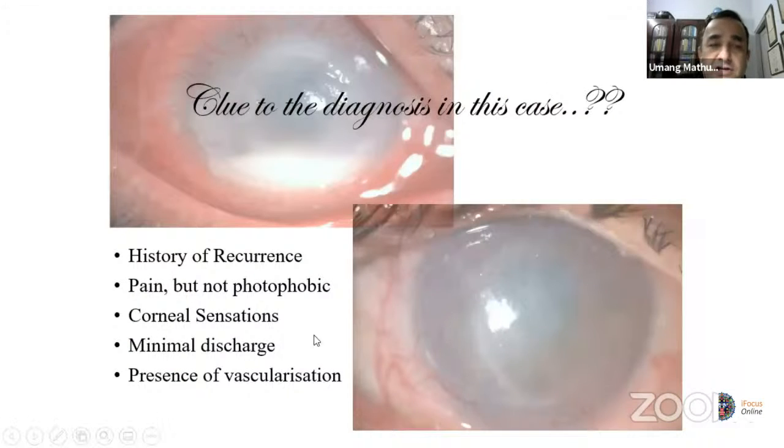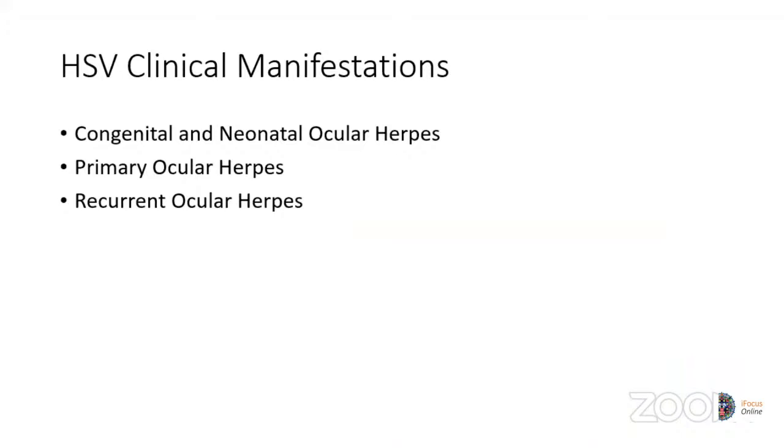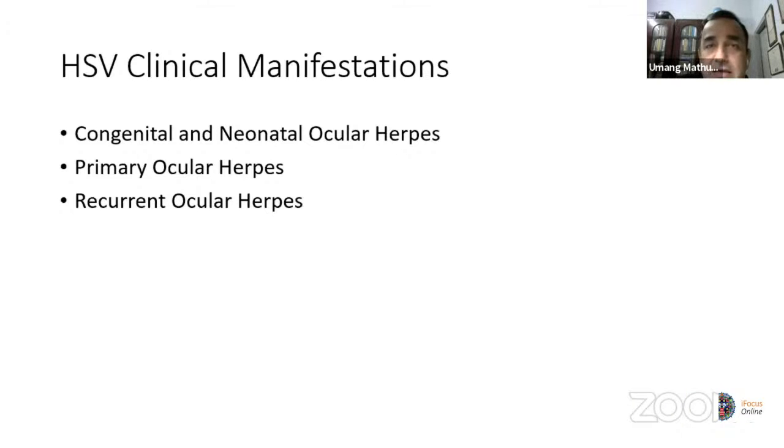So we've already discussed this. The clue here is history of recurrence, pain, but no photophobia. Corneal sensations are decreased. There's minimal discharge and presence of vascularization, right? And so quickly, let's see how HSV manifests. Broadly, this is the classification. There's congenital and neonatal ocular herpes. There's primary ocular herpes, and then the most common is recurrent ocular herpes.